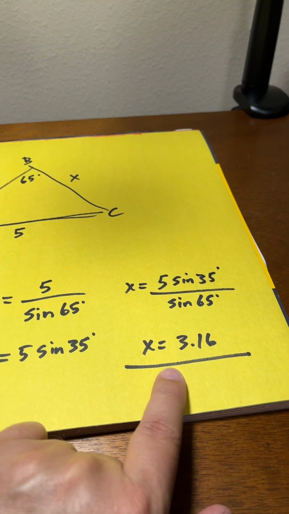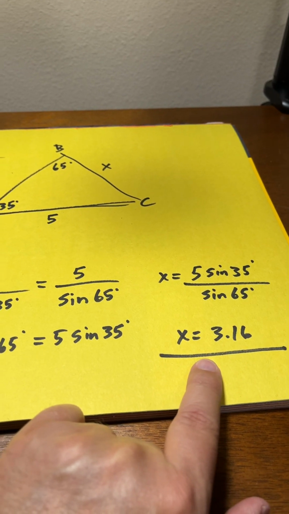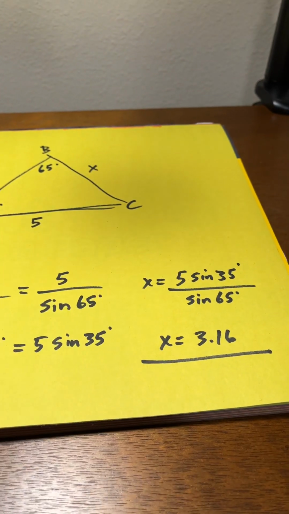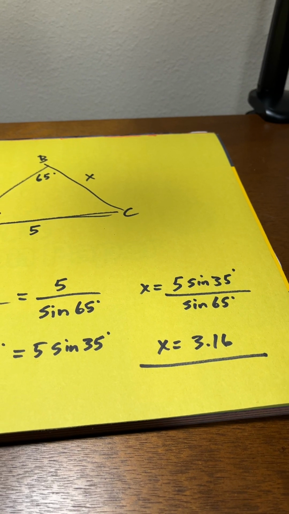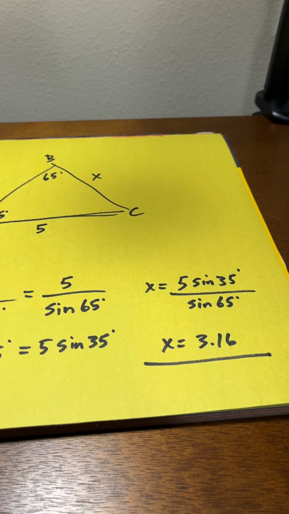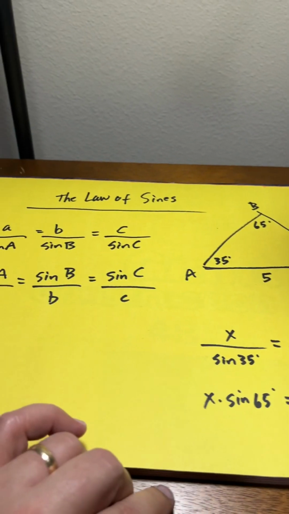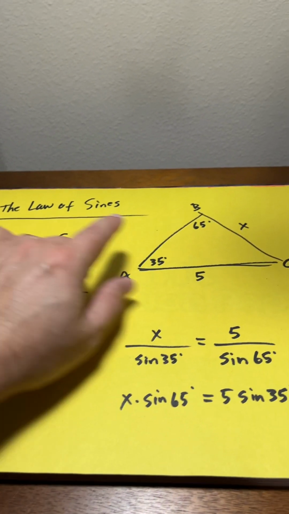X equals about 3.16. Usually when you're finding a side, you do that to the nearest hundredth, or 2 decimal places. And so that's why I rounded that off to approximately 3.16. And so that is how you use the law of sines to find a missing side.